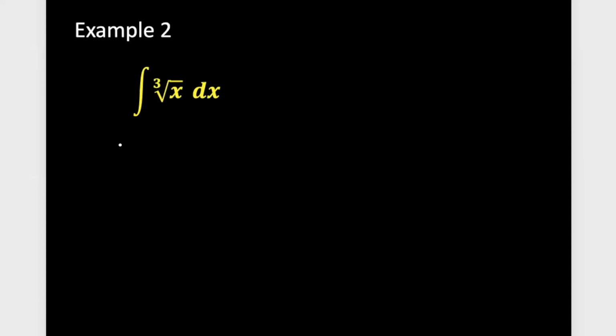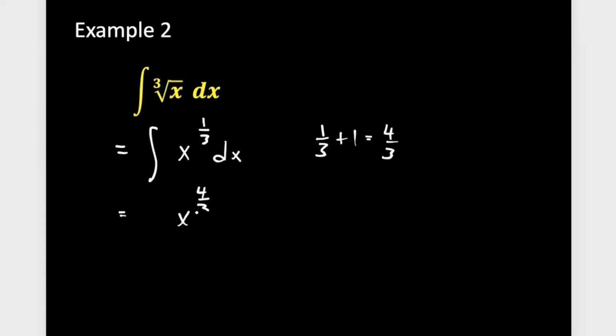In this next example, we have the cube root of x, which we can quickly write as x to the 1/3. When you add 1 to 1/3, you get 4/3. A cheap thing you can do here is just add the bottom to the top to get the new numerator. Here we go, x to the 4/3. As I mentioned earlier, when you divide by 4/3, it's the same as multiplying by 3/4. And you can do that in less writing as I've done there. Again, there is that checkerboard pattern that I referred to in the previous example.